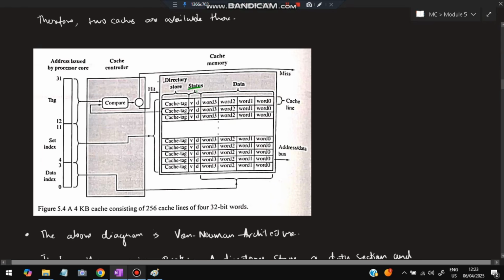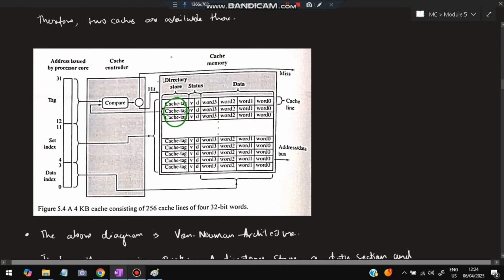Status means is it valid or dirty. Valid or dirty means what? Valid means this bit is present inside this and it is a valid one, meaning it is useful data. Dirty means it is modified and it is not useful, the data is changed. That is valid and dirty. By using valid and dirty, we can identify if it was the original data or some data we have made changes to. And the cache tag will be there.